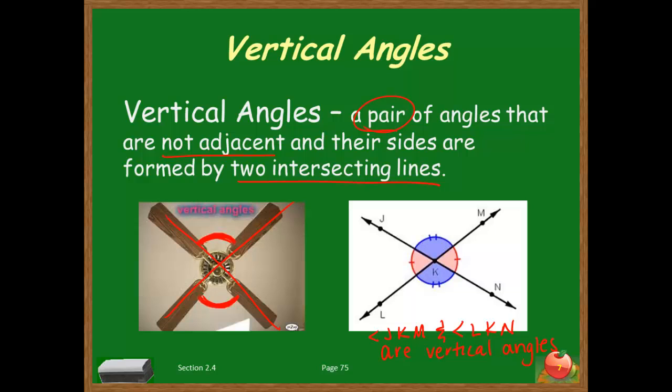One thing we know about vertical angles is that vertical angles are congruent to each other. That is shown in this picture. The blue angles are congruent. The red angles are congruent. Those are vertical angles.